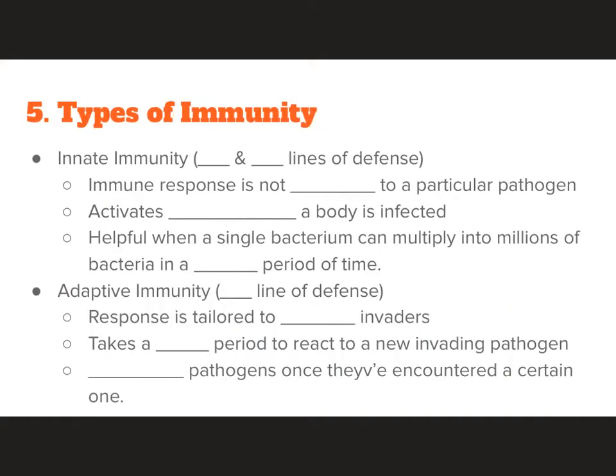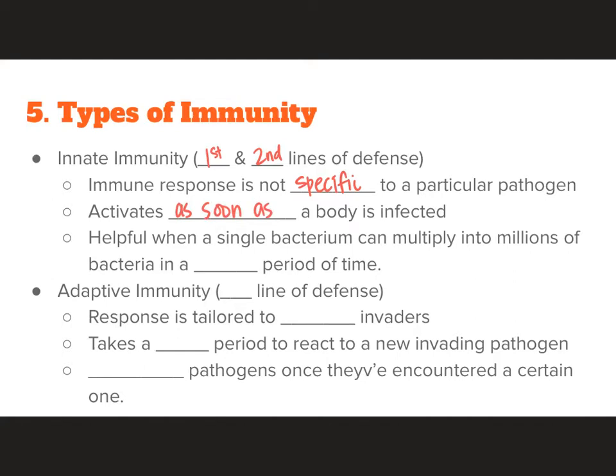Now we are going to look into types of immunity. We have 3 different types that we're going to cover in this lesson. First one is going to be innate immunity. It's going to be the first and second lines of defense. For the first and second line of defense, or the innate immunity, you really don't have any specific response to a particular pathogen. Whatever enters into your body, they're going to say, hey, this is foreign and I'm going to fight you off. So oftentimes, this type of immunity will activate as soon as a body is infected.